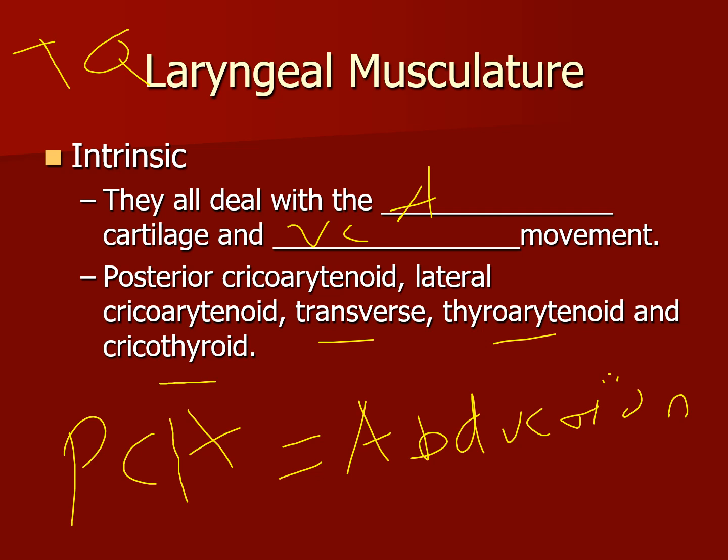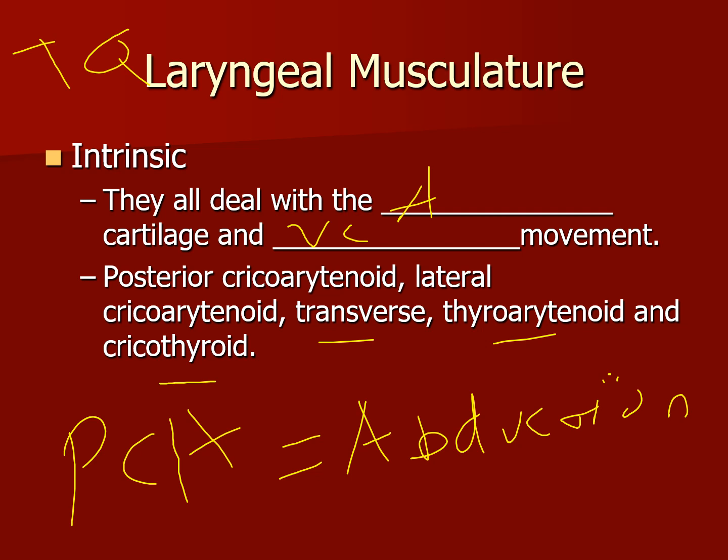The vocal cords move apart. They open. They allow air to pass through. So if someone has trauma to their throat and they cannot open their vocal cords, their posterior cricoarytenoid might be what's causing the issue with that, right?